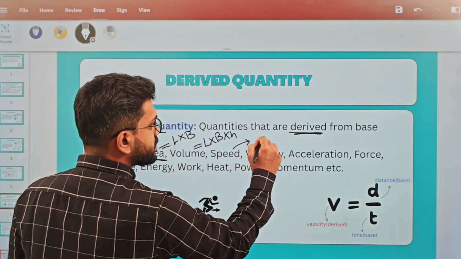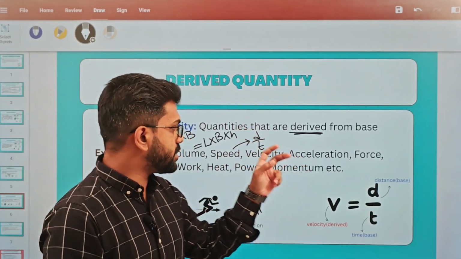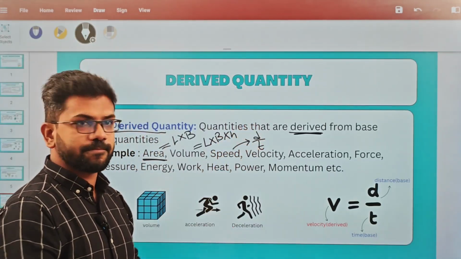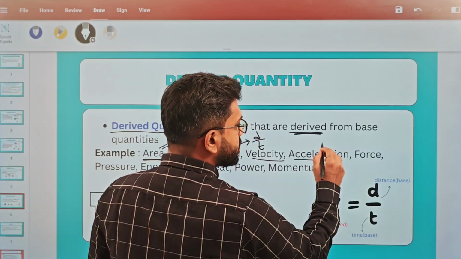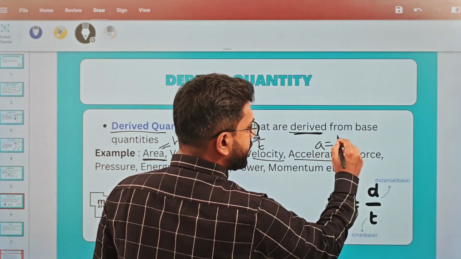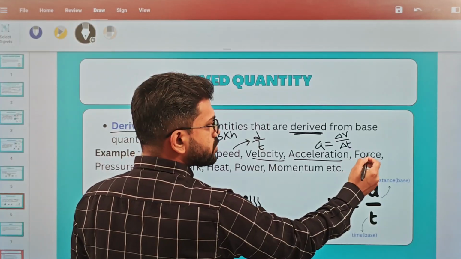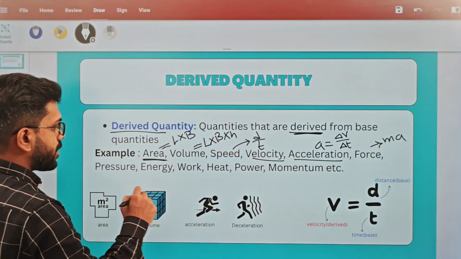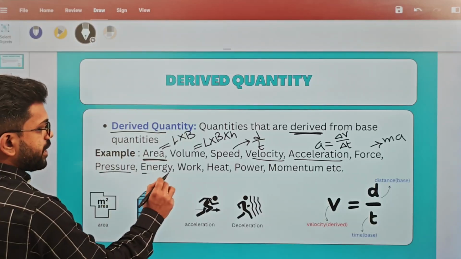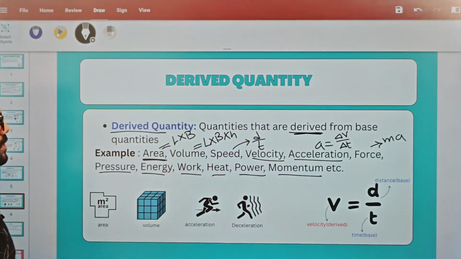Speed is distance over time. So distance and time are base quantities. You're deriving speed from it. Okay, velocity is just speed with direction. Acceleration is gain in speed, change in speed over change in time. Okay, force, we get it from mass times acceleration. Okay, pressure, energy, work, heat, power, momentum, these are all derived quantities.